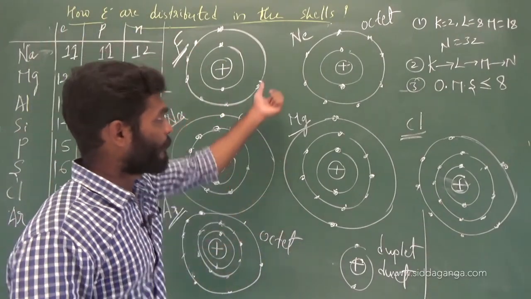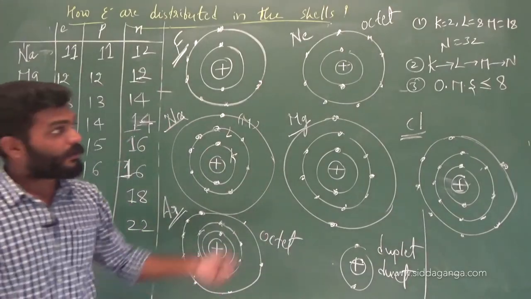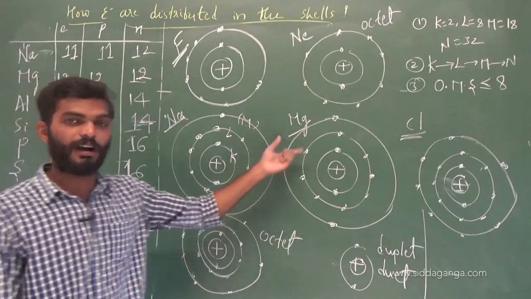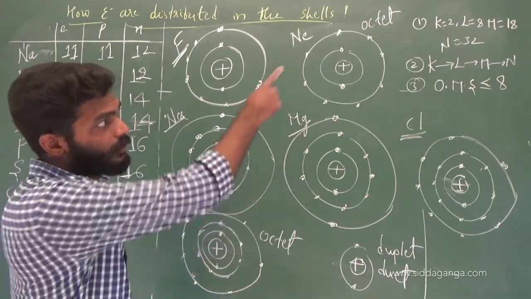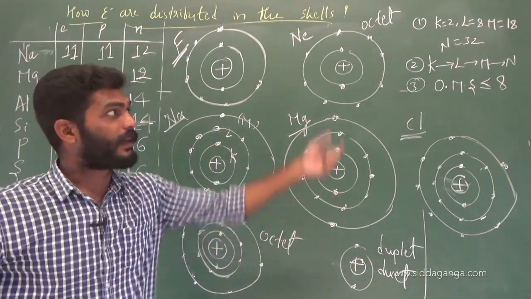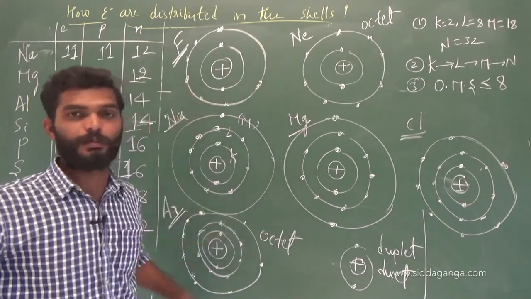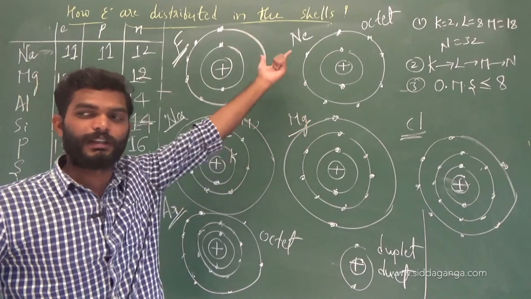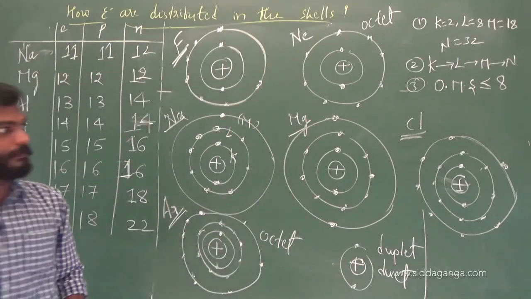Right? So now we are going to deal with electronic configuration, or electronic arrangement in an atom, following those three rules. Following those three rules, we have to arrange like this. The principle 2, 8, 18, 32 should be taken into account, right?